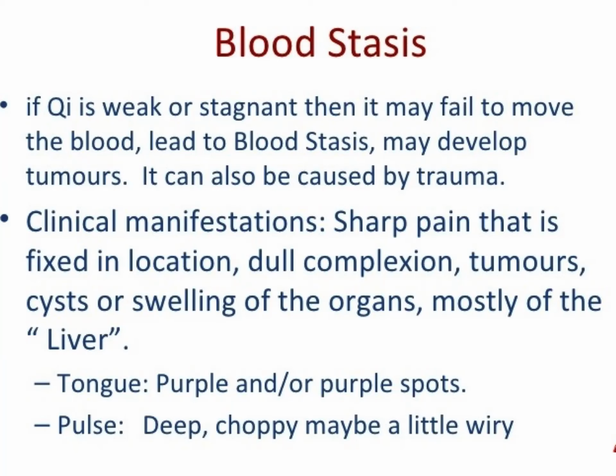Among the clinical manifestations of blood stasis are the following: sharp pain that is fixed in location, dull complexion, tumors, cysts or swelling of the organs, mostly of the liver. In blood stasis, the tongue is purple and or with purple spots. The pulse will be deep, choppy, maybe a little wiry.